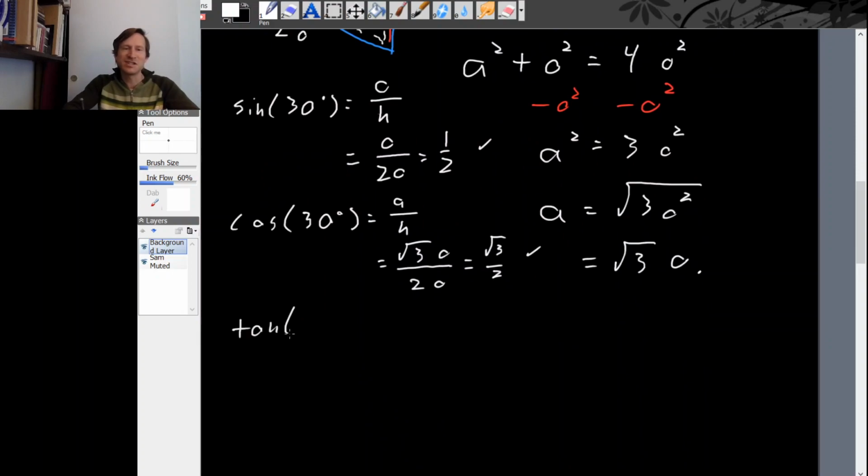Finally, for tangent of 30 degrees, it's sine over cosine, or you can do opposite over adjacent. And the adjacent side was square root of 3 times O. And that's 1 over root 3, just like it was supposed to be. All right, now what about the 60-degree angle?